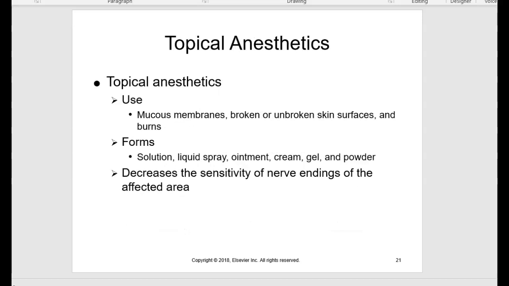The use of topical anesthetic agents is limited to mucous membranes, broken or unbroken skin surfaces, and burns. They come in different types of forms and are applied topically. They decrease the sensitivity of nerve endings of the affected area.